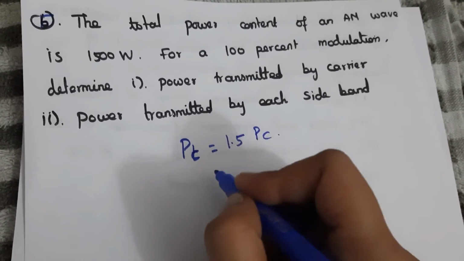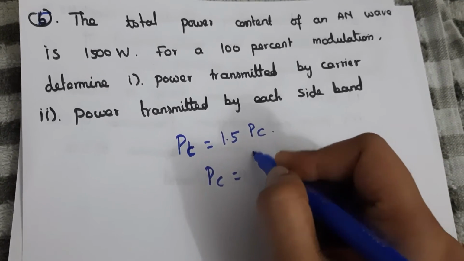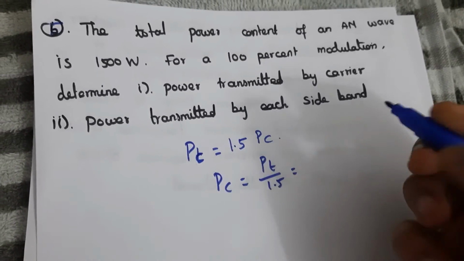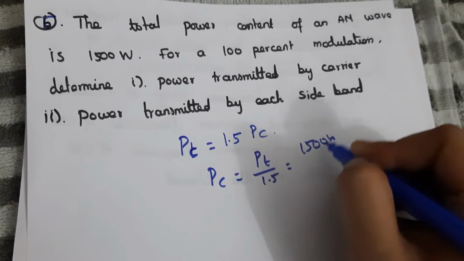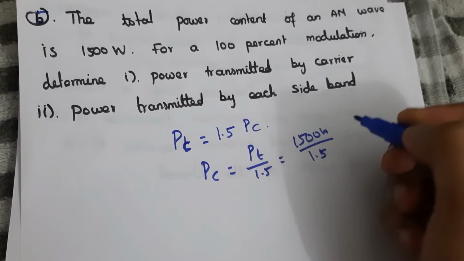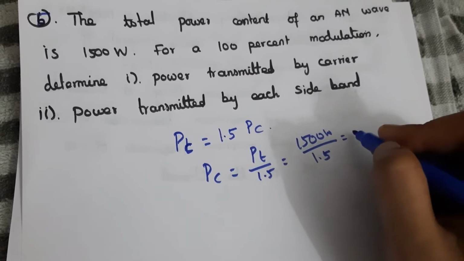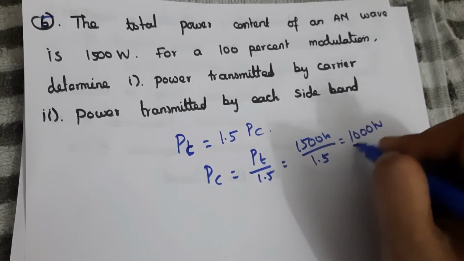So now we need to calculate this PC. This becomes total power divided by 1.5. The value of total power is 1500 watt divided by 1.5. Solving this, we will get 1000 watt.